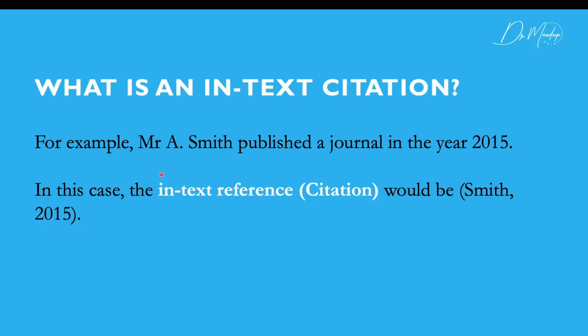So basically, when you are giving citations, you are writing in-text citations. You need to think about what style of citation you need first. As an example, you are talking about a citation from Smith, which was published in 2015. So the citation could be Smith 2015. That becomes your citation, which is an in-text citation, an in-text reference.